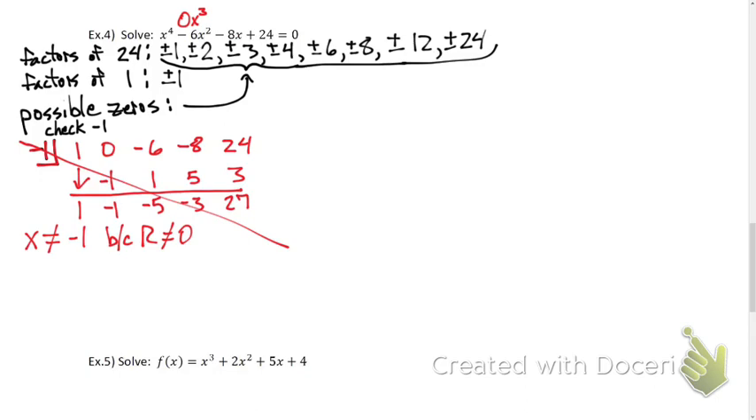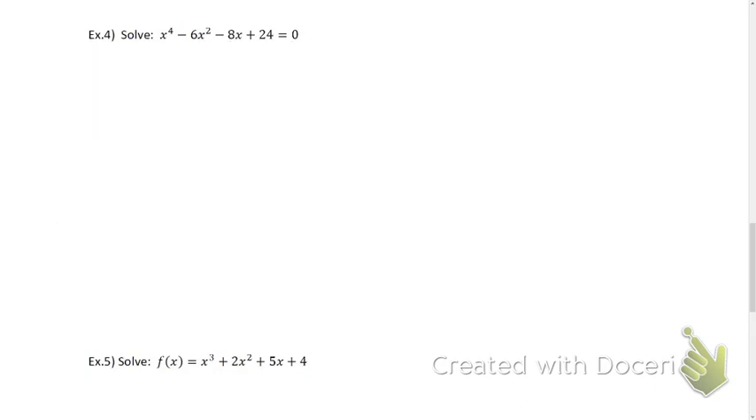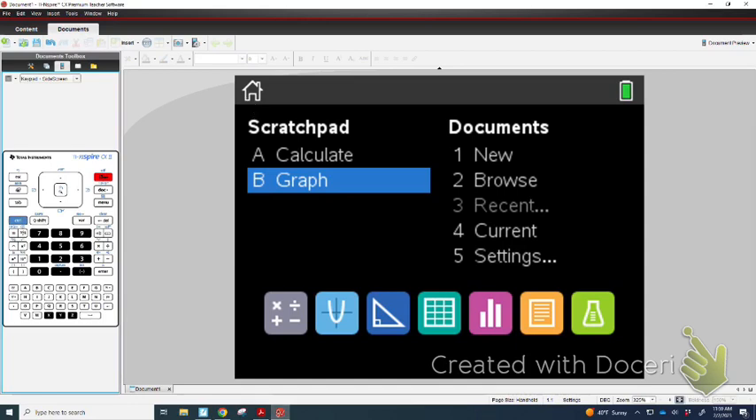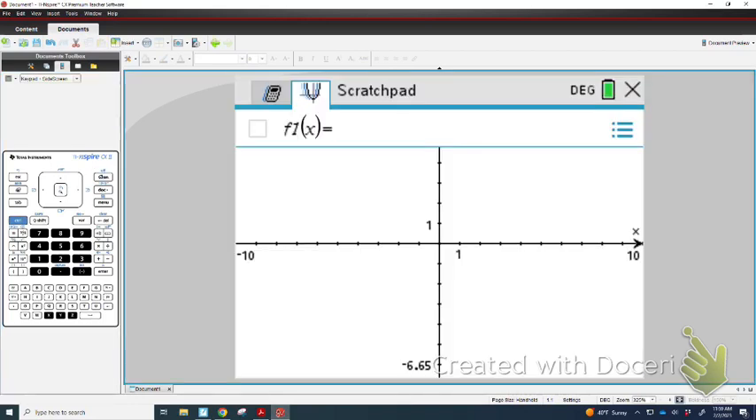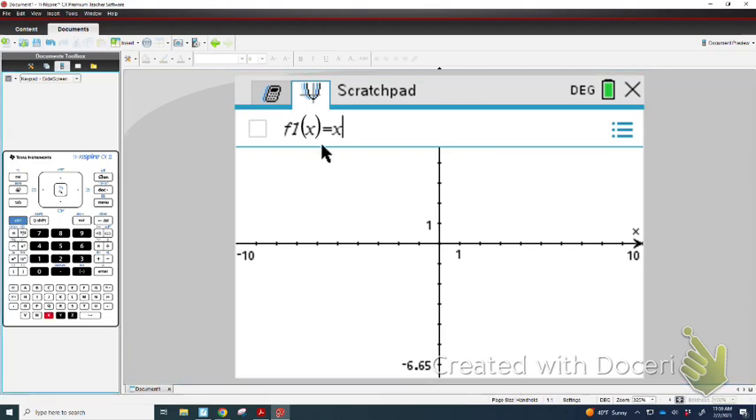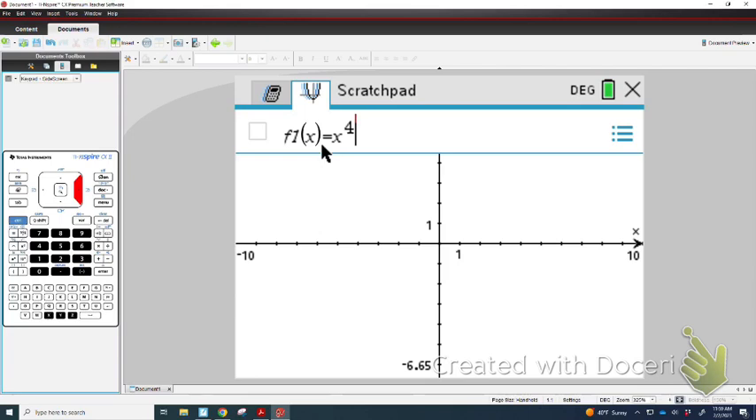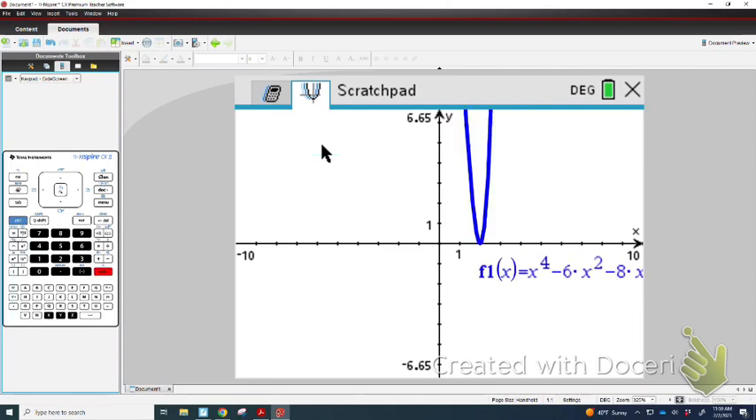So here's an alternative. Go to your calculator and type in the function. So we have x to the 4th minus 6x squared minus 8x plus 24. Double check I typed it right, hit enter, and it reveals the answer or answers.